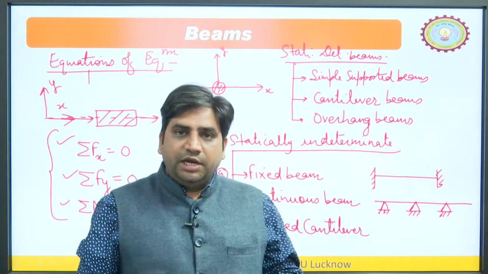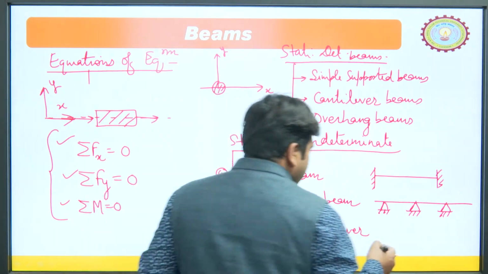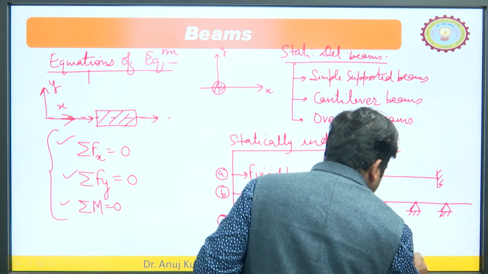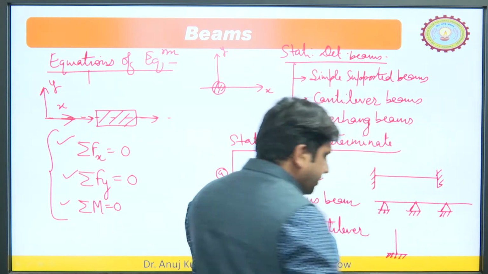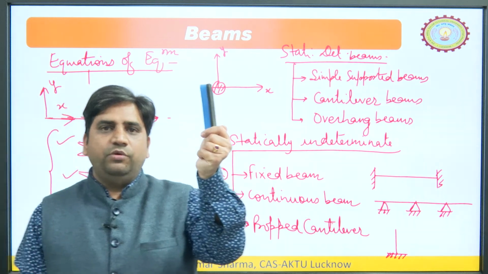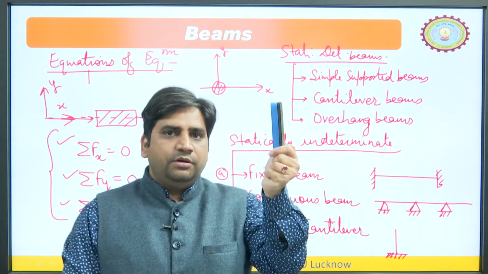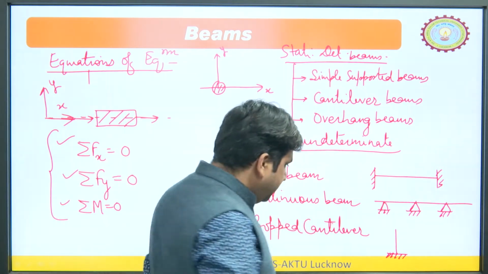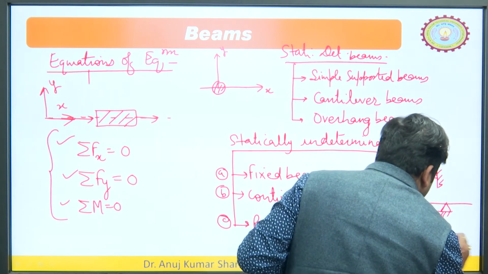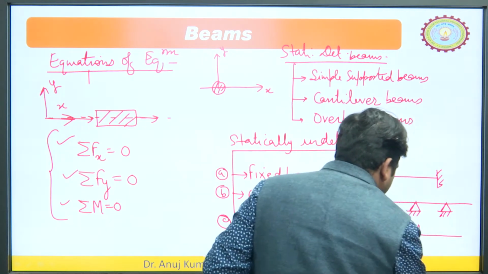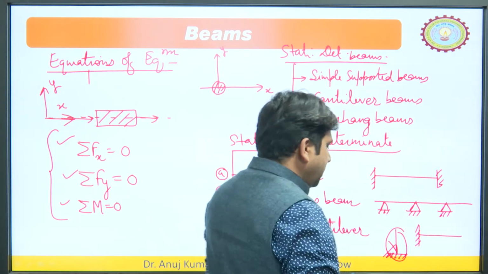Again the propped cantilever. Propped cantilever means we know the cantilever is this. Let us say this is the cantilever, it is fixed at one end just like the electric pole, right. Or we can say, let us say this is the cantilever beam. If we are talking about the beam, this is not a beam, this is actually a column. So, this is the beam.